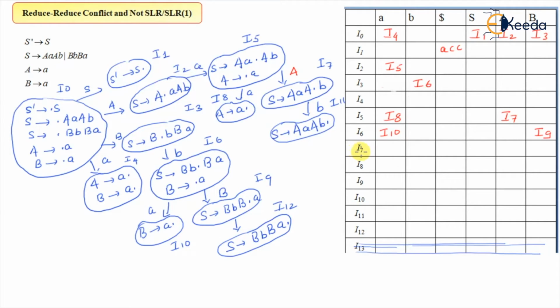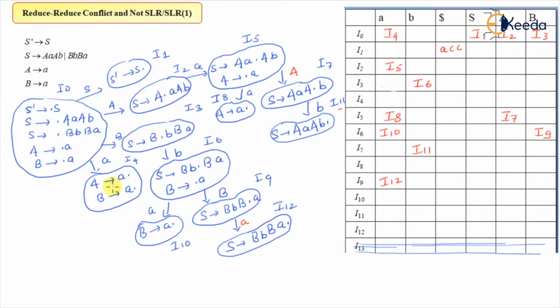I7 on input B goes to I11, and I8 is a reduced entry. I9 on input A goes to I12. I10, I11, and I12 are reduced entries. The rest of the rows are reduced entries, and we don't have any shift reduce situation that I was talking about.